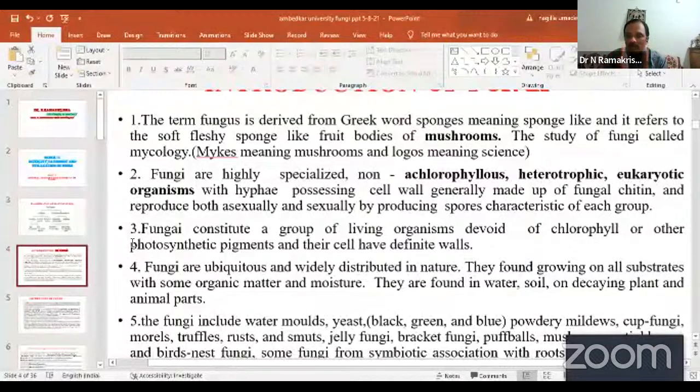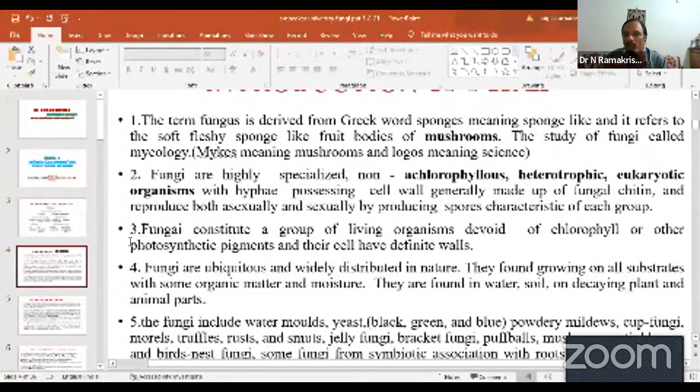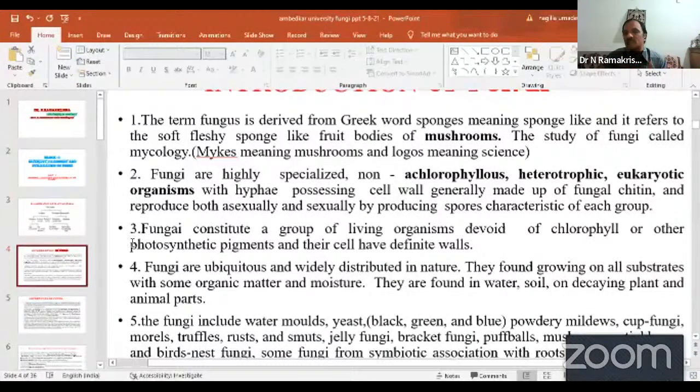So the fungus generally has two types. One we call false fungi, the second is true fungi. False fungi means there is no cell wall. Instead of a cell wall, here we are looking at a plasmodium structure. The plasmodium structure is the most important point in this fungus, the absence of cell wall. Some fungi contain a definite true cell wall. That's why fungus is of two types. One is false fungi.